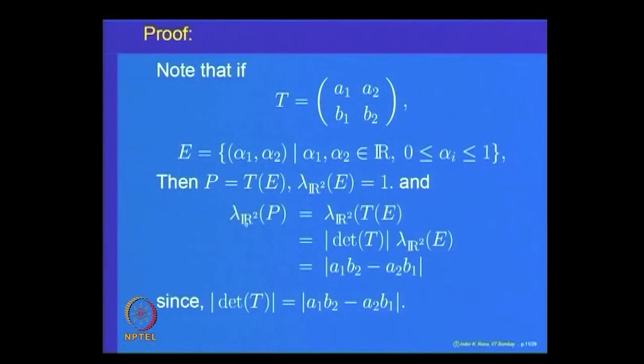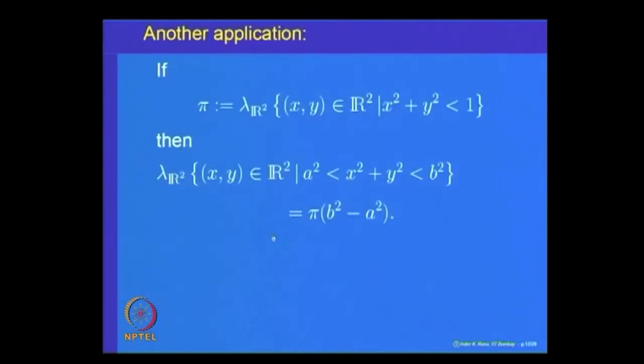So, that gives us the result that the Lebesgue measure of P is the same as the Lebesgue measure of the transformed set T of E, which is equal to the determinant of T times the Lebesgue measure of E, and that Lebesgue measure of E being equal to 1, so that gives us the determinant of T, which is nothing but A1 B2 minus A2 B1. So, this gives us that the Lebesgue measure of the parallelogram is the determinant given by the vectors. So, that is A1 B2 minus A2 B1. This is one of the results that one proves normally in geometry and linear algebra, that the determinant is nothing but a measure of the area of the parallelogram determined by the vectors.